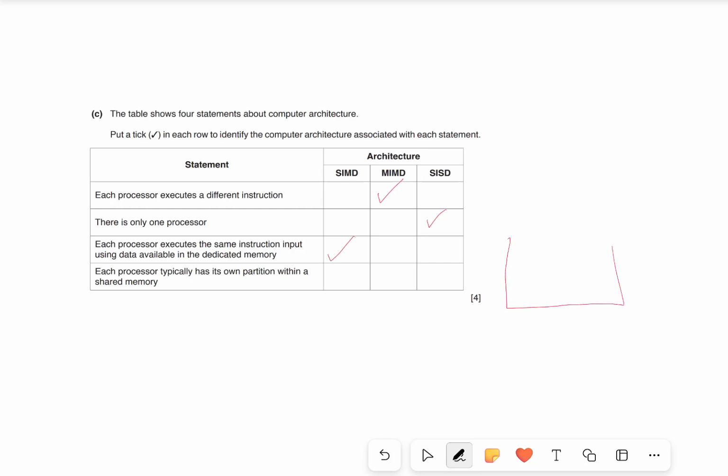So it's great for parallel tasks like graphics rendering. So when it's displaying a game on the screen, and it's responsible for putting the pixels in place, different color pixels, the instruction will be the same. Put in the color, put in the color, put in the color, but the colors will be different for each pixel. Each processor typically has its own partition within a shared memory. Well, that will be MIMD because they work independently from each other. They work on their own thing. Independent parallel tasks.